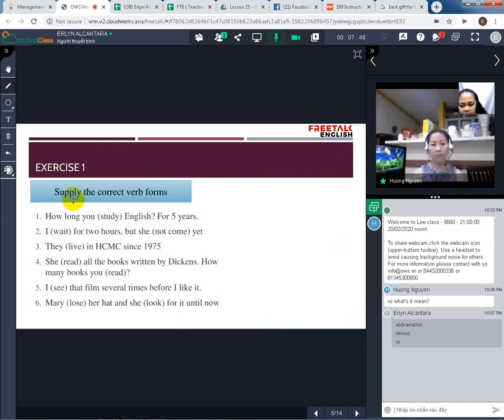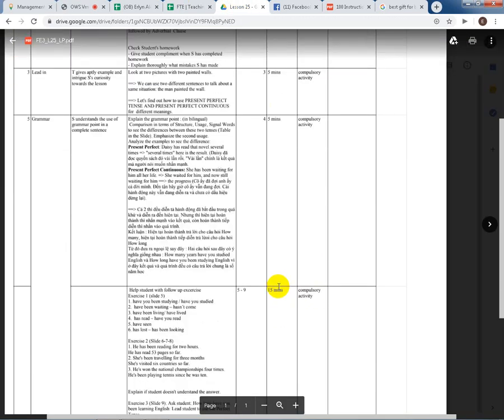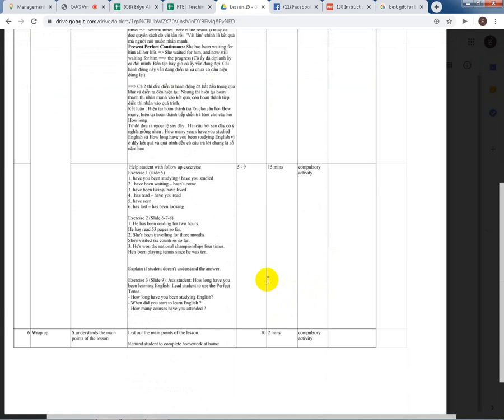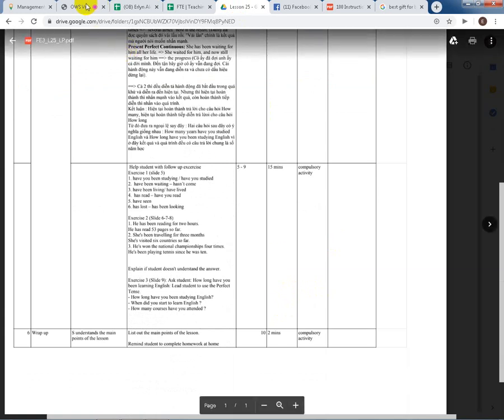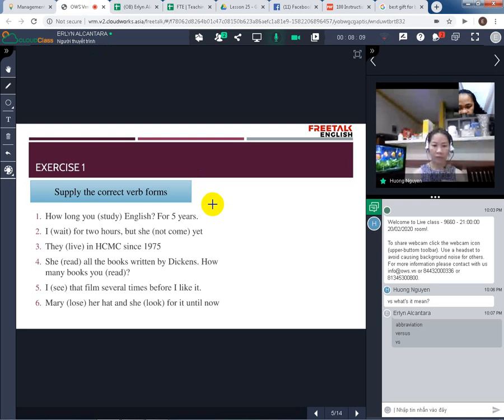Could you please supply the correct verb forms in the following sentences? How long have you studied English? Okay, how long have you studied English? The other way you can say it is, how long have you been studying English? Okay, but your answer is correct. Very good. For 5 years, that's the answer. Number two.